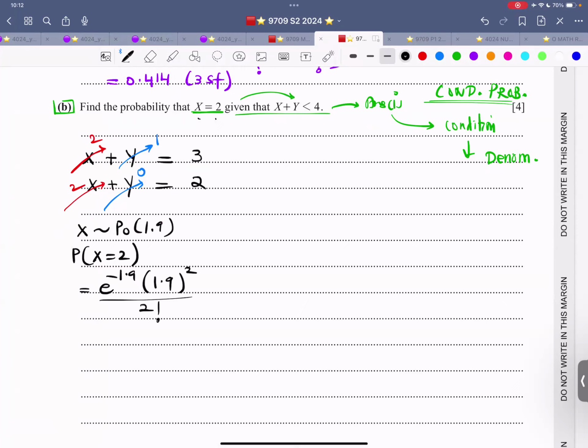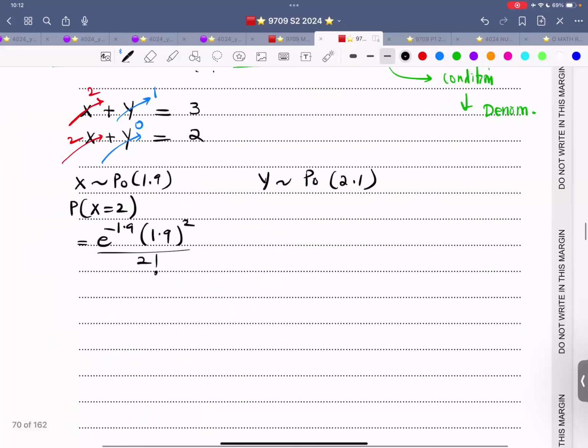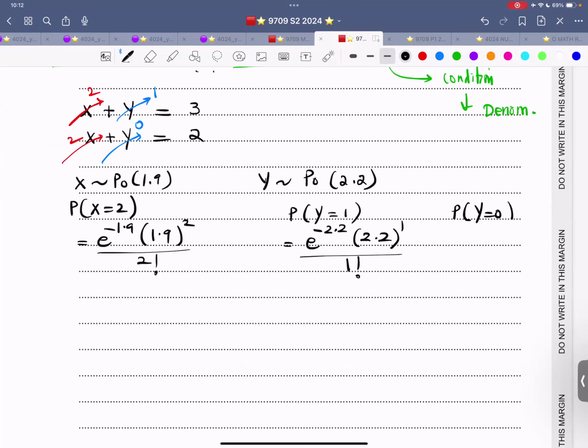Whatever the answer is. Now we are talking about Y. Y follows a Poisson distribution with 2.2, not 2.1, this is 2.2. So now we are looking for probability Y is equal to 1. That is e raised to the power of negative 2.2, 2.2 raised to the power of 1 over 1 factorial. And similarly, probability Y is equal to 0. That is e raised to the power of negative 2.2, 2.2 to the power 0 over 0 factorial.